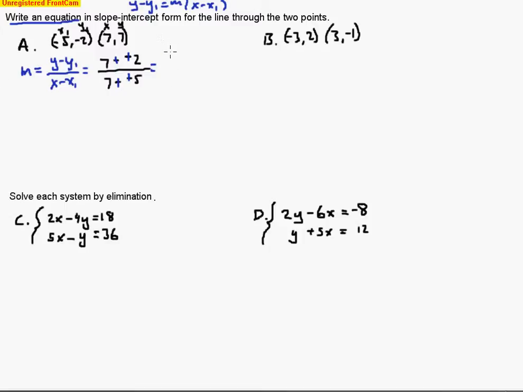So what do we have? Well, 7 and 2 make 9, and 7 and 5 make 12. I go ahead and reduce that fraction, divide each by 3, and we get 3/4. That's the slope that we have. Now we use the slope, use a point. I'm going to use this point here, and I'm going to put it in that point slope formula.